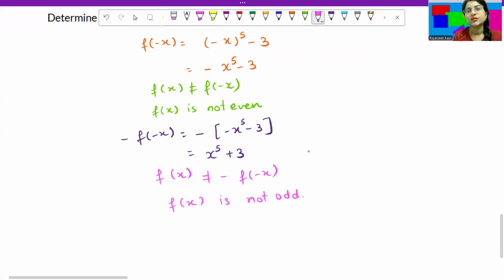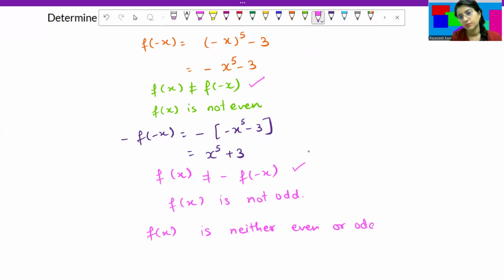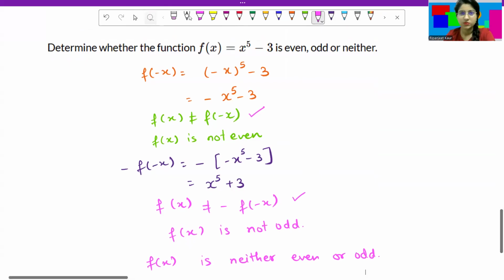So when this happens, that it's neither equal to f of minus x nor equal to negative f of minus x, then f of x is neither even nor odd. So this is how we determine if a function is even or odd. Any question in this? Do you want to have a look at all of them again? No. Good.